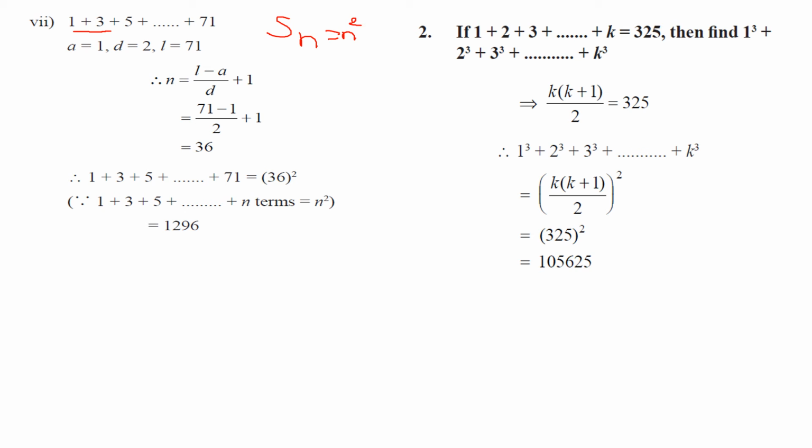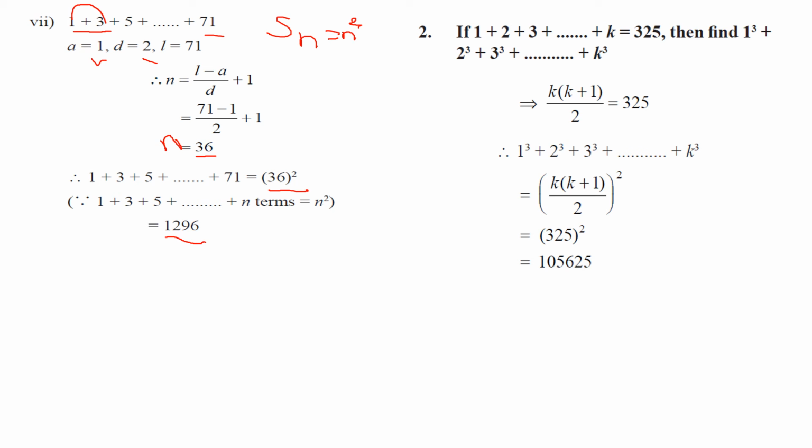But we can find out n. So for that we can use first term a equal to 1. D means 3 minus 1, that is t2 minus t1, 2. L is last term 71. So you can use n equal to L minus a by d plus 1. So 71 minus 1 by 2 plus 1. So that is 70 by 2, 35. Here 35 plus 1, 36. That is n. So n squared means 36 whole square. That is 1296 is the answer.